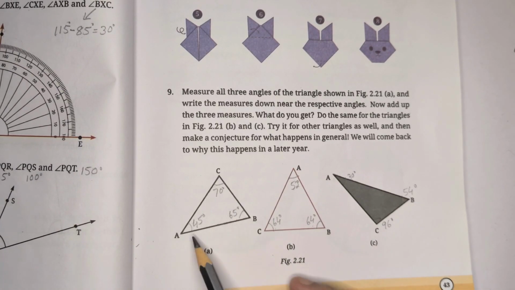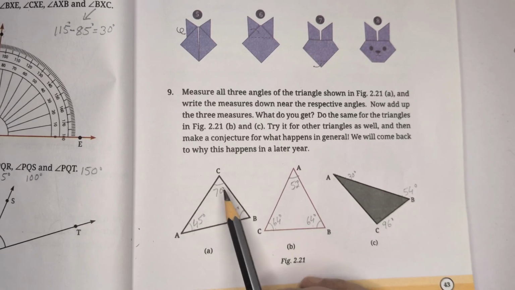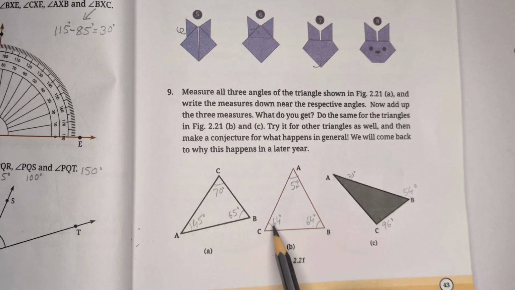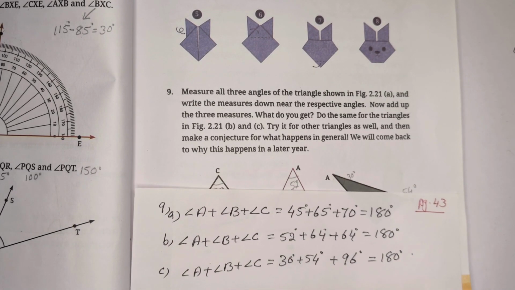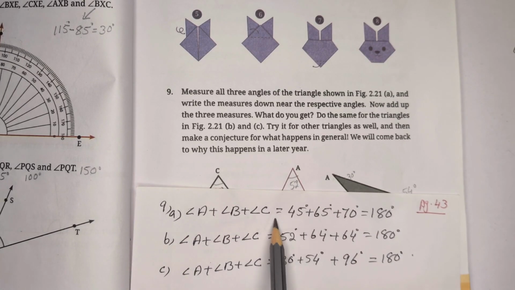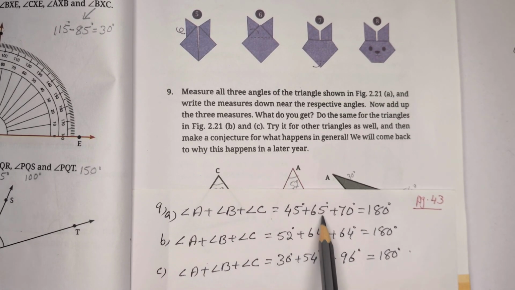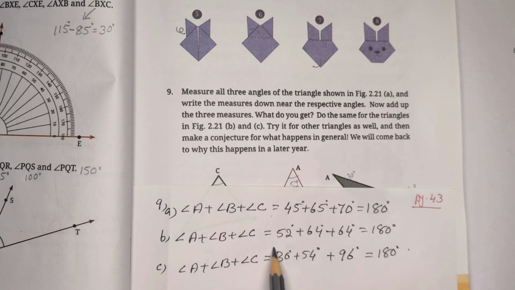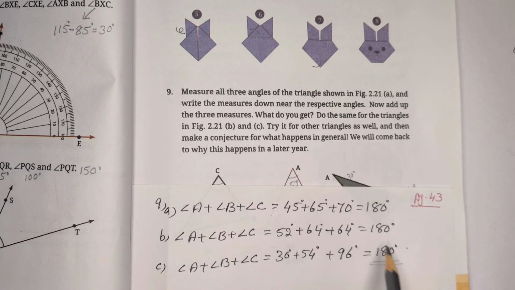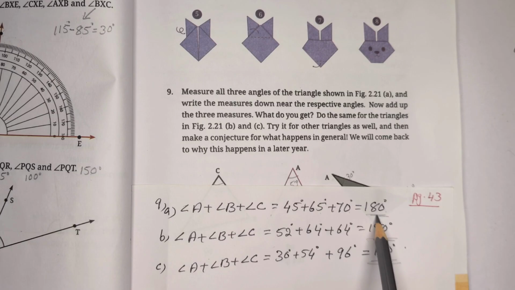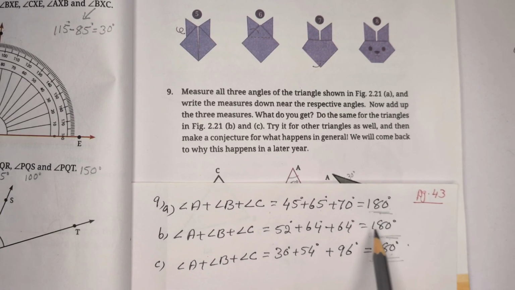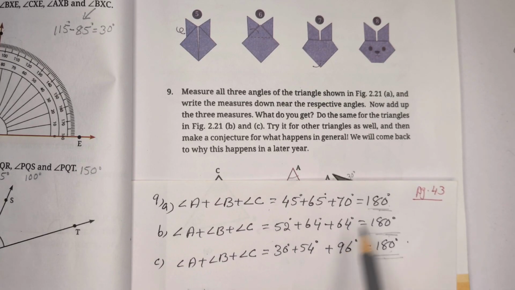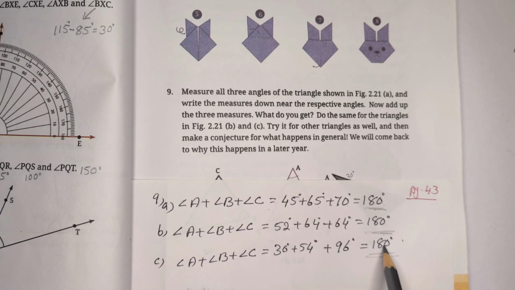Now we have to add all three measurements. 45 plus 65 plus 70, we get 180. When we add these also, we get 180 degrees. So when we add angle A plus B plus C, first case 45 plus 65 plus 70 is 180 degrees. The second and third triangles also. So everywhere, the sum of all three angles in a triangle is equal to 180 degrees.